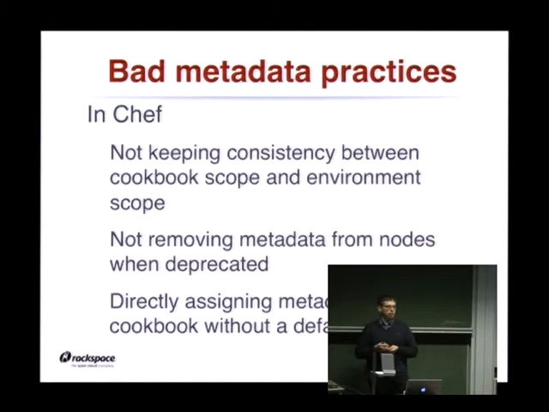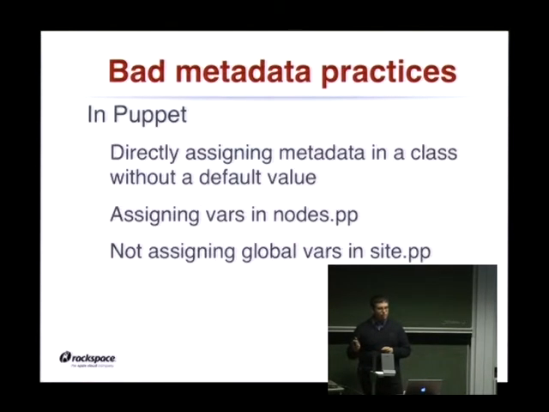And also, the other thing that we've done at some point is to assign metadata directly inside the cookbook. Just go $node.name_of_variable equals something, and then suddenly your node variables start changing, and you don't know where that comes from. That would be slightly madness, but it's always the thing that we do when we're under pressure.